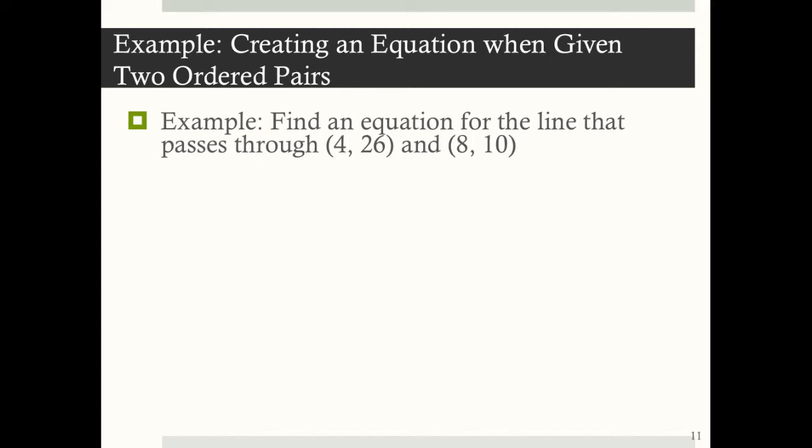For example, find an equation for the line that passes through (4, 26) and (8, 10). So the first thing we're going to do is calculate the slope. The slope is going to be 26 minus 10 divided by 4 minus 8, and you get negative 4.